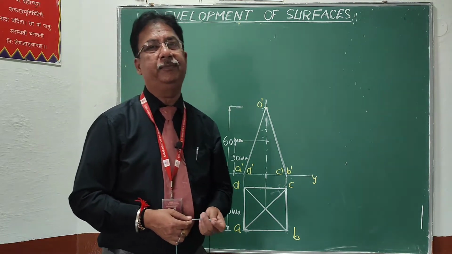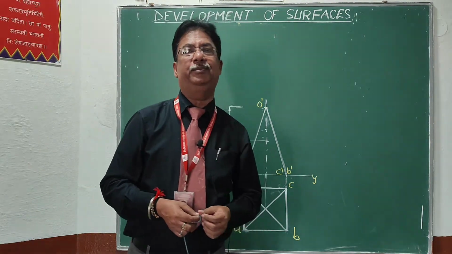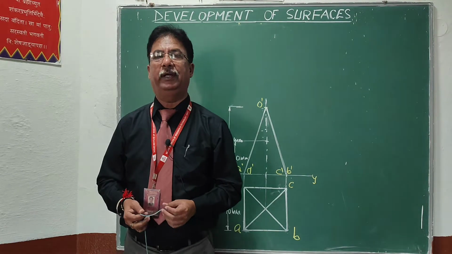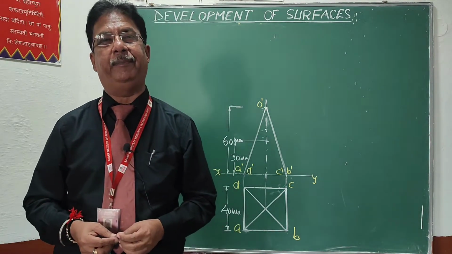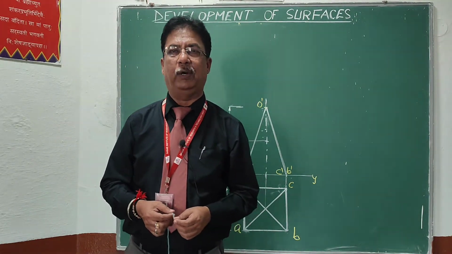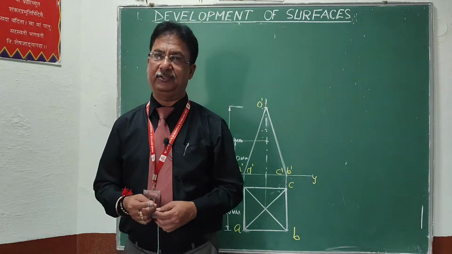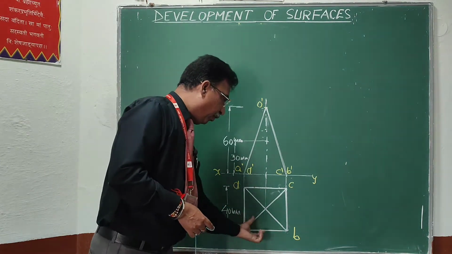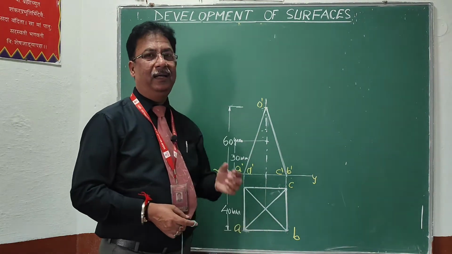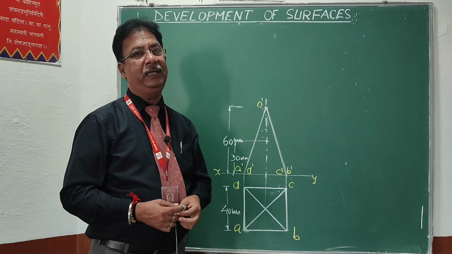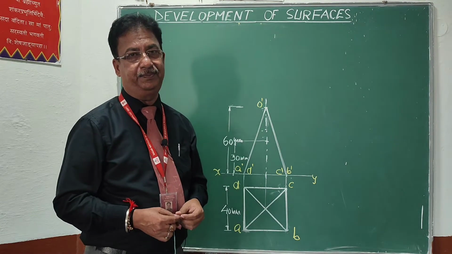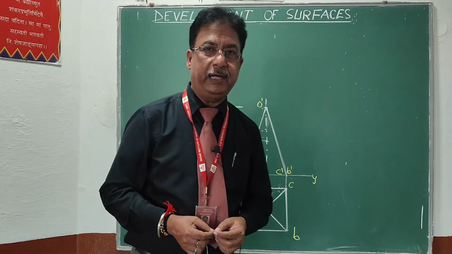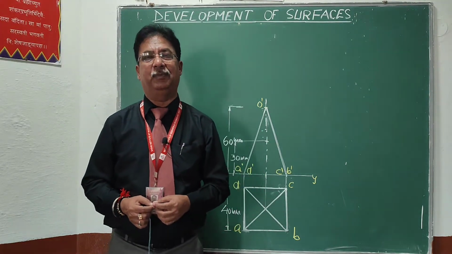I want to develop the lateral part of this solid. As you already know that the development of a pyramid will be triangles. If it will be a square pyramid, then there will be four isosceles triangles of base side 40 mm and other two sides will be the true length of the slant edge. As I already told you that in the development all the lengths must be true length.